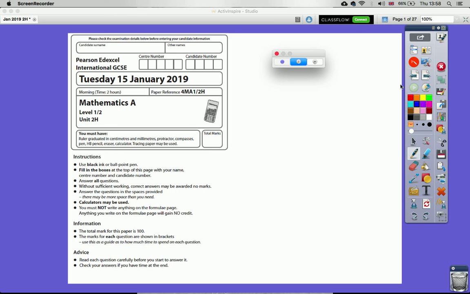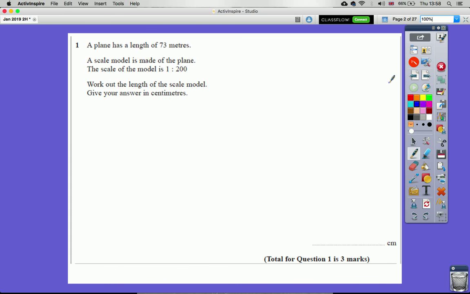So let's start. I'm going to use blue ink here because black sometimes does not show well on the screen. I'm going to use various colors of ink, but in the exam it's preferable you use black ink or ballpoint pen. Okay, so let's look at the first question.